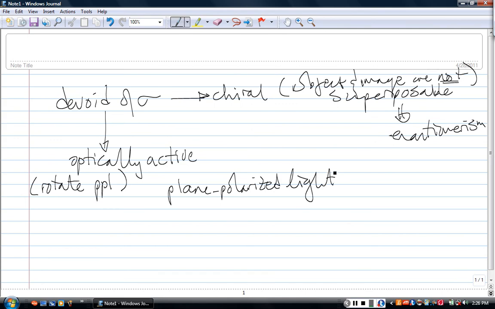So let's for a minute talk about what plane polarized light is and what it means for the species to rotate it. So light is an electromagnetic phenomenon, which we're aware of. It has both electrical and a magnetic component. And light is a transverse wave in the sense that if the light is propagating in this direction, then the direction of oscillation is going to be perpendicular to the direction of propagation. So the vibrations are perpendicular, transverse, if you will, to the direction in which the light beam is passing.